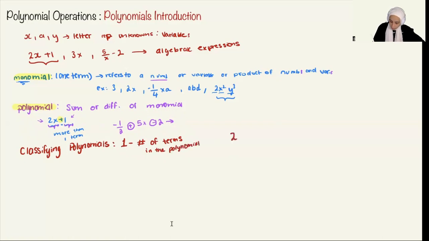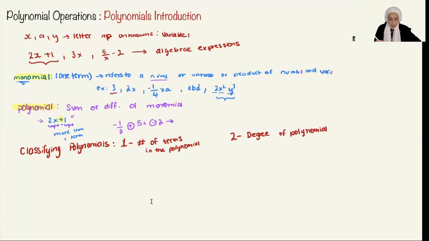And the second classification is the degree of the polynomial. Okay, so let's talk about what that means. When I'm talking about the number of terms in a polynomial, we're talking about, is it with one term? And we said that when a polynomial has one term, that is called a monomial.